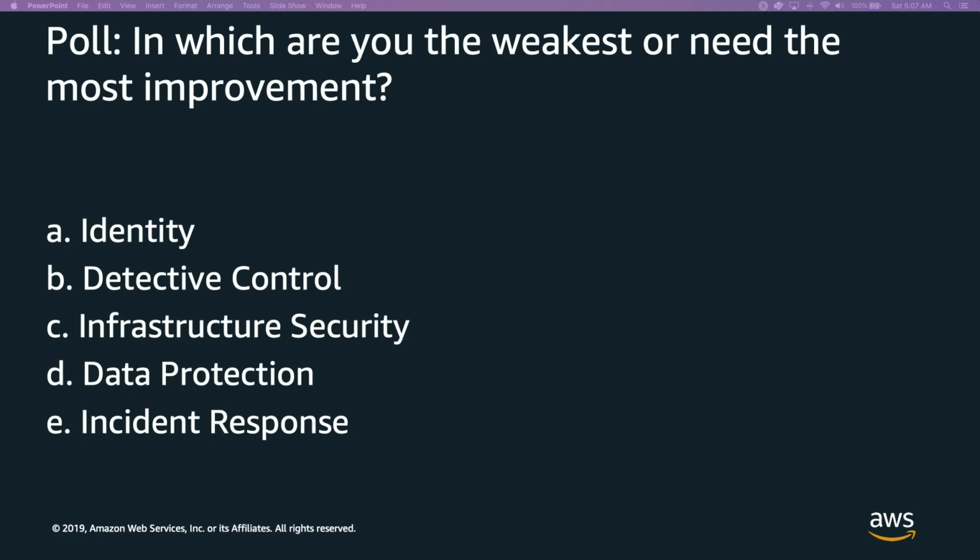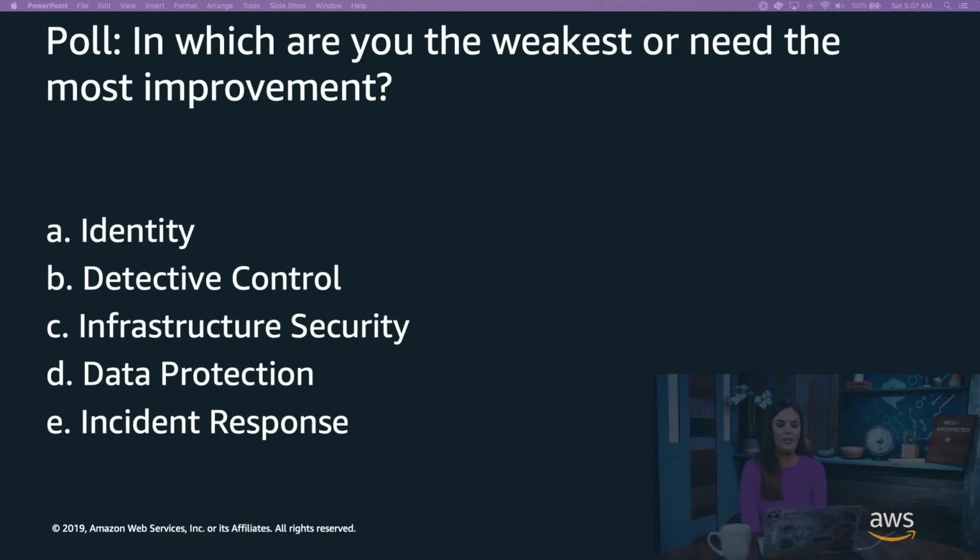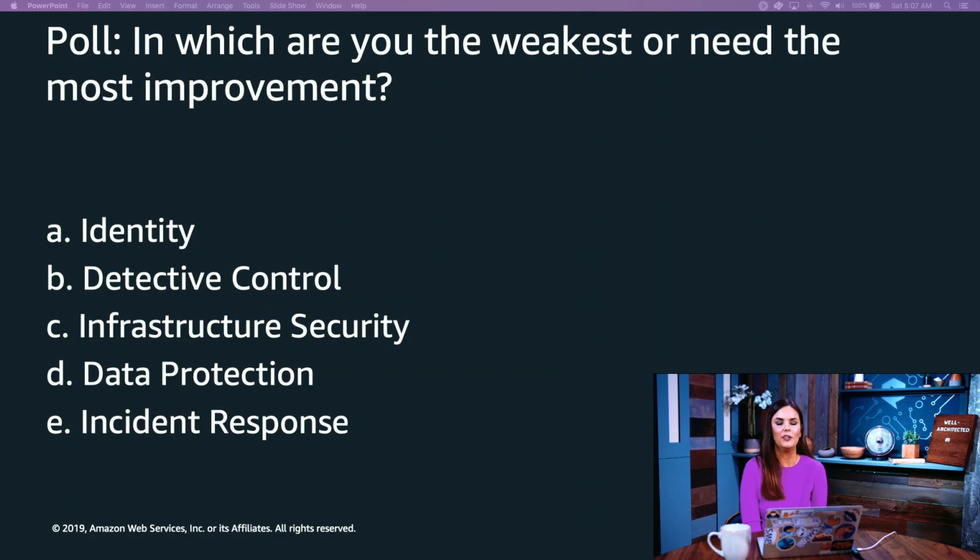Now we're going to cross to a poll, and I would really like everyone at home and in the office or wherever you are to answer this one. I'd really like to know, in which are you the weakest or need the most improvement? Is it in identity, detective control, infrastructure security, data protection, or incident response? If you can select your answer, that would be wonderful. And we might cross to the poll results.